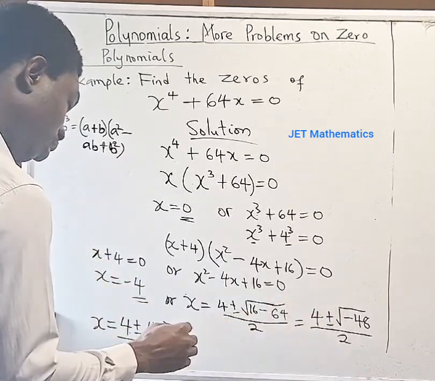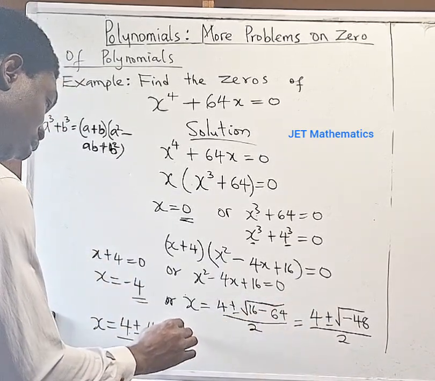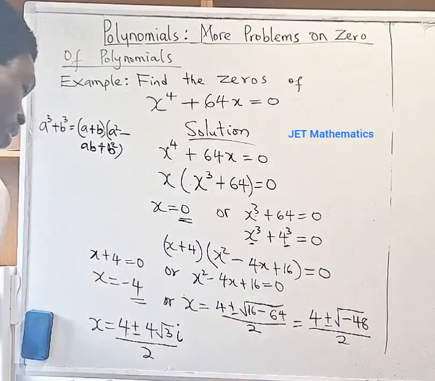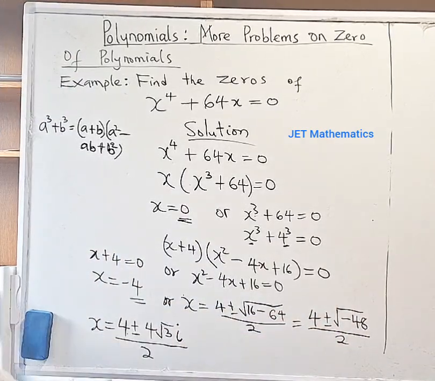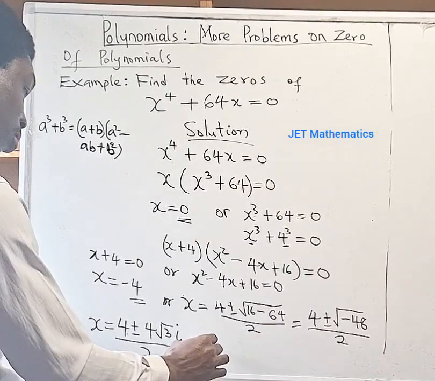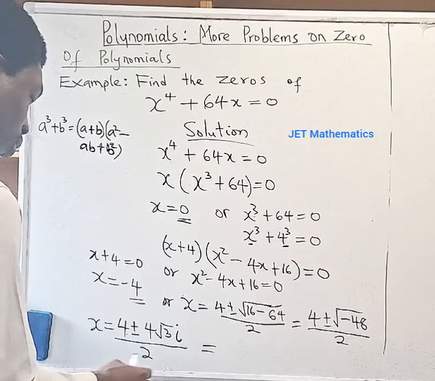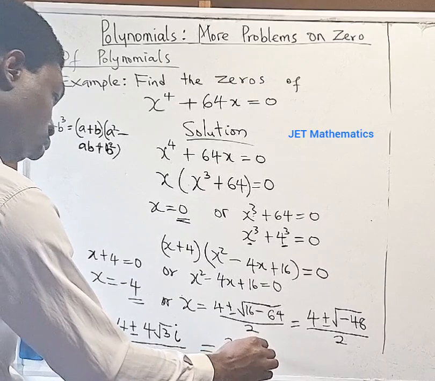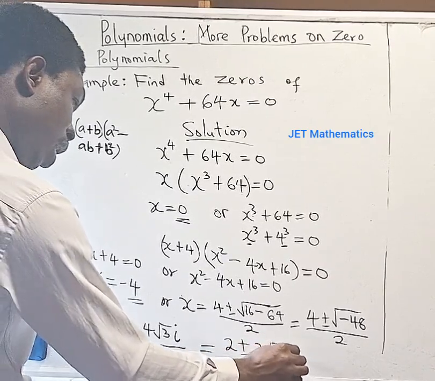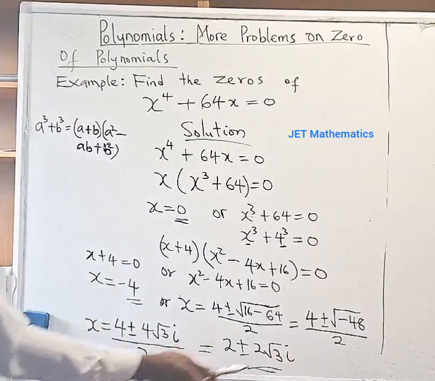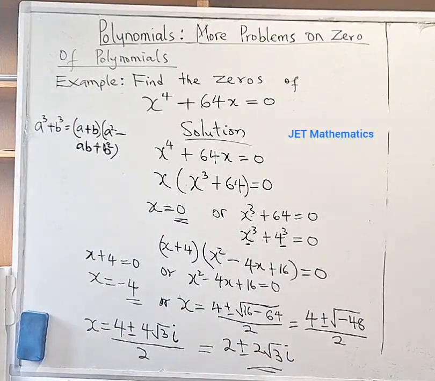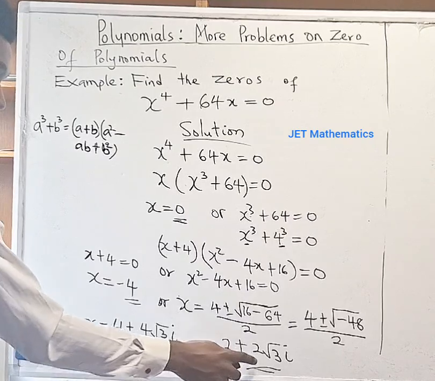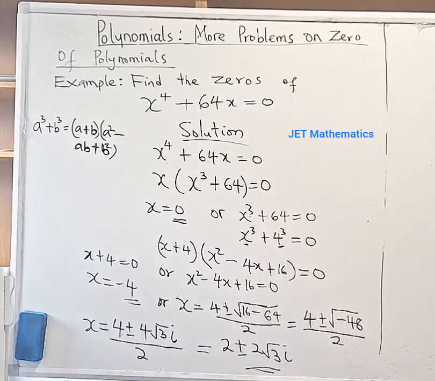But because this is a negative root, you have to include your imaginary number i, because it's a negative number in the square root. So it's a complex number. So this finally becomes x equals 2 plus or minus 2 root 3i. So this is a complex conjugate. So you have 2 roots here, 2 plus 2 root 3i and 2 minus 2 root 3i. So this gives us our 4 roots.